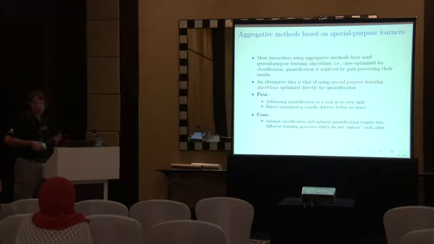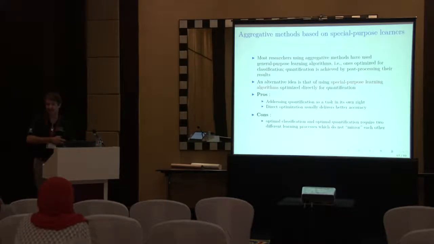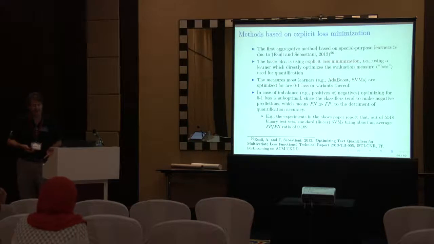If you optimize for a task, there is a promise that you can deliver better accuracy. There is a bit of a con in this approach, in the sense that optimal classification and optimal quantification diverge. They require two different learning processes, one addressed to quantification, the other to classification, and the two are not necessarily aligned. So what is the basic idea?